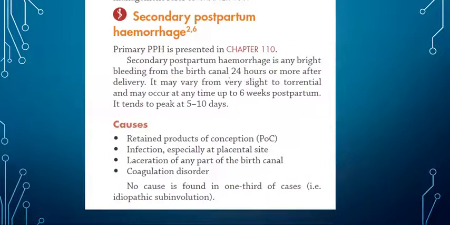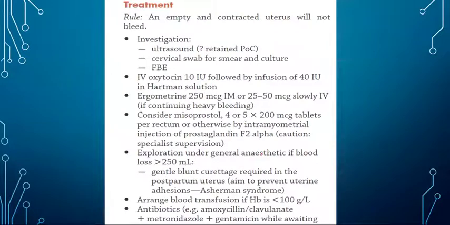So that's from your GEM. If the patient starts bleeding from 24 hours up to 6 weeks postpartum, that is secondary PPH, and the causes are products, infection, laceration, or coagulation. We have to do investigation to find out there is nothing inside. IV oxytocin, ergometrine if the patient is bleeding. You can try pararectal misoprostol as well. If the ultrasound shows the patient having any products of placenta inside, then you have to go for gentle blunt curettage under general anesthesia.